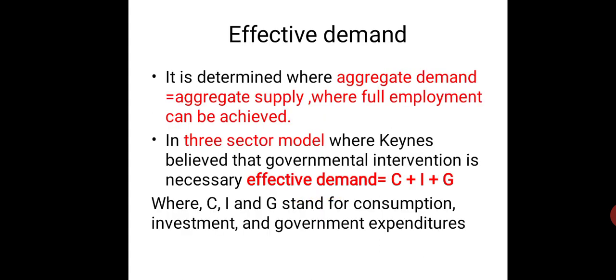Effective demand, which is brought by Keynes, is determined by... we know what effective demand is, right? Effective demand is where aggregate demand is equal to aggregate supply, where full employment can be achieved, right? So the answer has to be both 1 and 2.